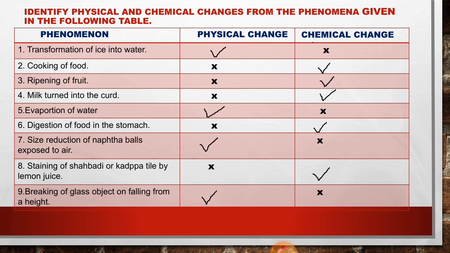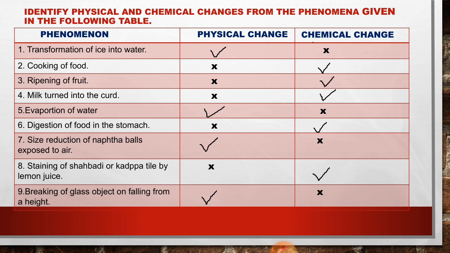Now there is a table given, and you are told to identify physical and chemical changes from the phenomena in the table. What is first? Transformation of ice into water. As I have told you, the state gets changed. Ice in solid state gets converted into water, that is liquid state. So this is a physical change. Okay, then cooking of food.